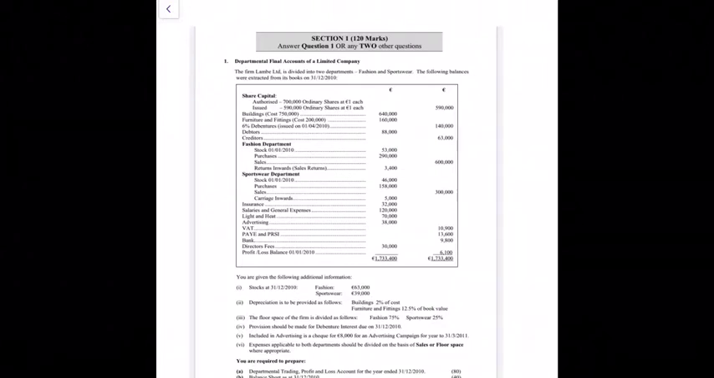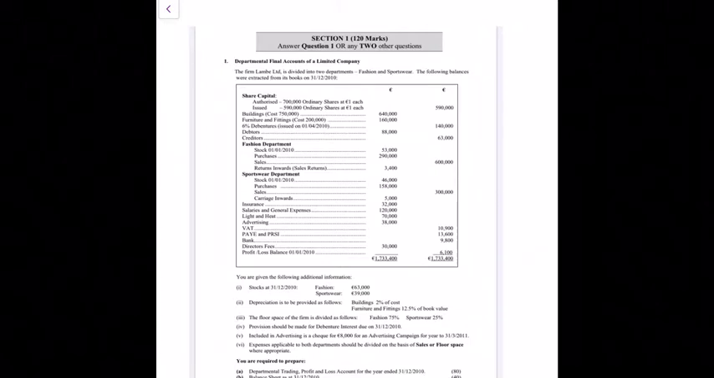This is 2011 question 1, and it's a departmental final account of a limited company. So this is the last time, the most recent time that it has come up, and before this it came up in 1999, so definitely worth knowing how to do because it could possibly come up. So we start off by reading through the trial balance and having a look at the additional information below.